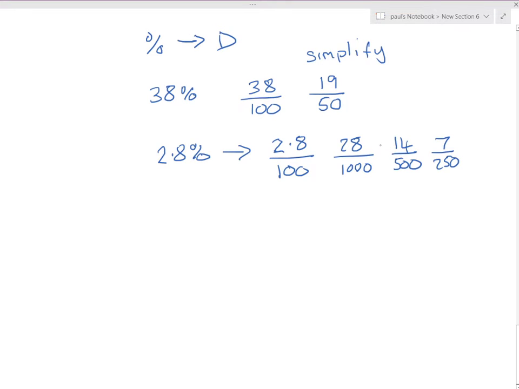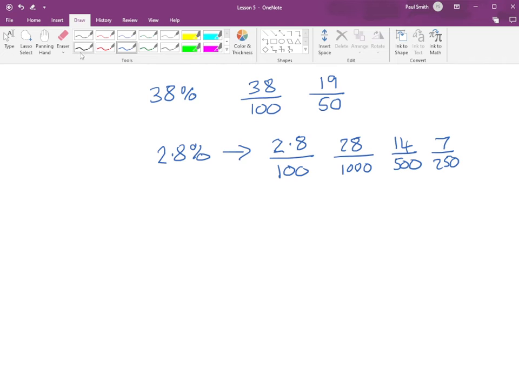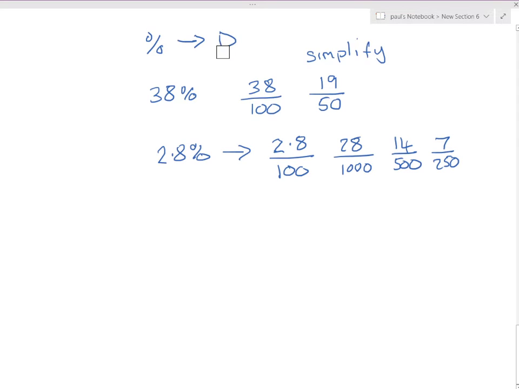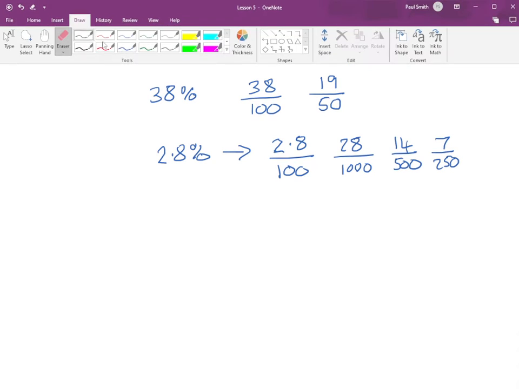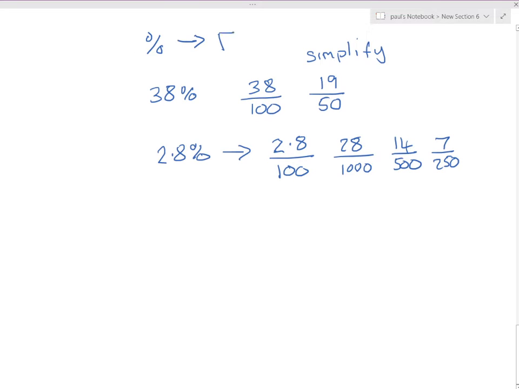So, can we do it the other way around? Oh, that's not a decimal, is it? That's a fraction. What am I doing? Percentage into a fraction. So, can we do it the other way around? Sorry about that. Fraction to a percentage.